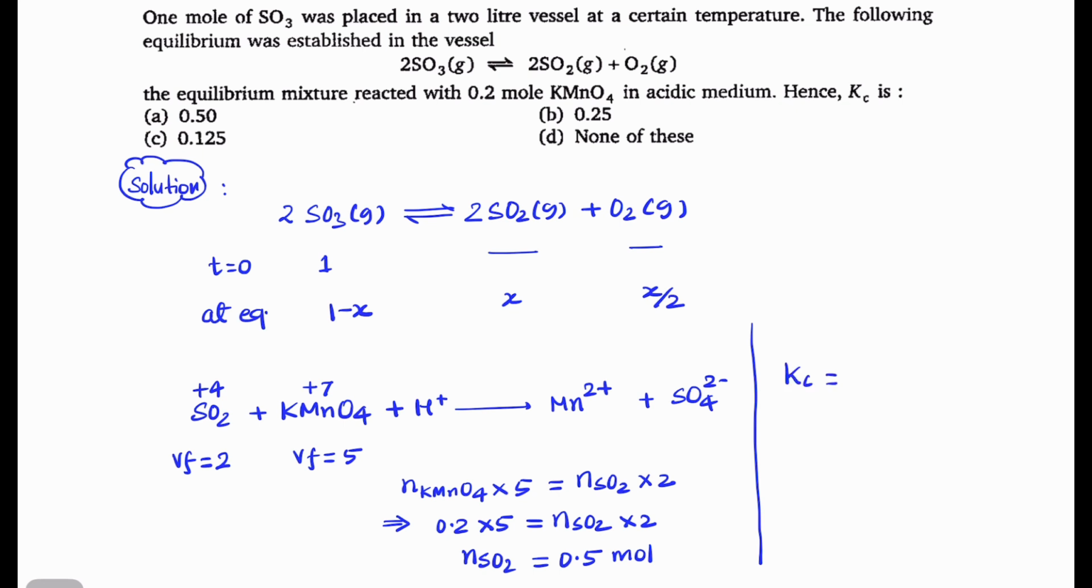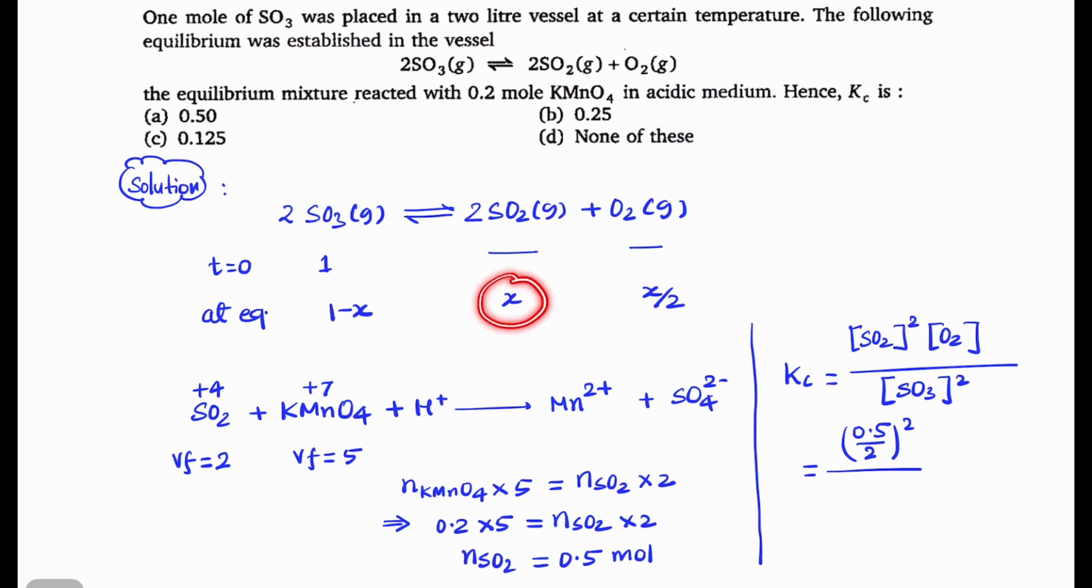So we'll write the Kc expression now. Kc expression will be what? The product concentration raised to its stoichiometric coefficient, divided by the reactant concentration. Already you know how to write it. Now the amounts we can write. SO2 amount is x, that is 0.5. O2 will be 0.5 by 2, that is 0.25. And SO3 will be 1 minus 0.5, that will be 0.5.